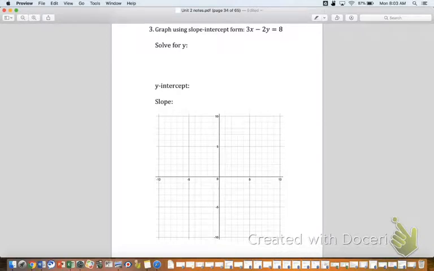Okay, this is a nice connection back to Unit 1. Or not Unit 1, but earlier in Unit 2. So it says graph using slope-intercept form, and it says solve for y. Solving for y in a situation like this is something we've done. There's a question sort of like this that was on Concept Quiz 5. If you guys would, take a minute, see if you can do this on your own. Solve for y. 3x minus 2y equals 8. Ready, go.